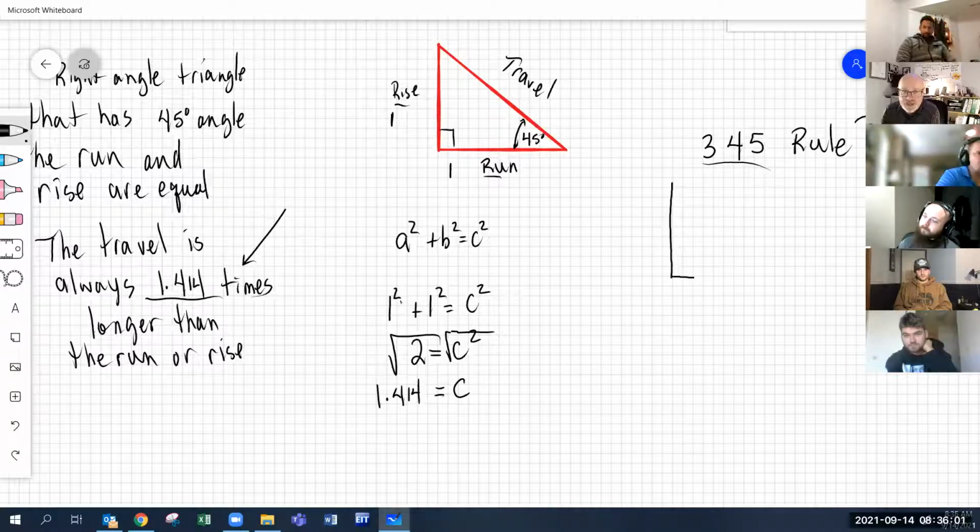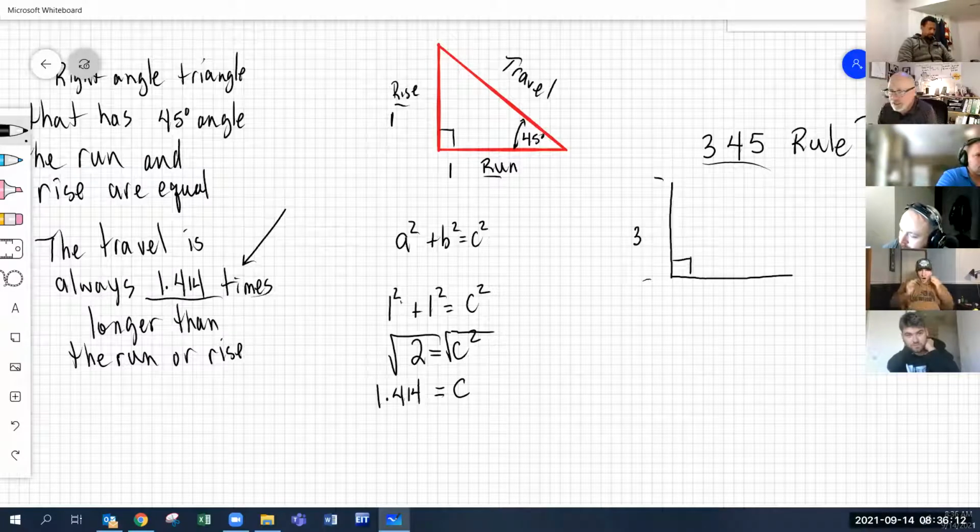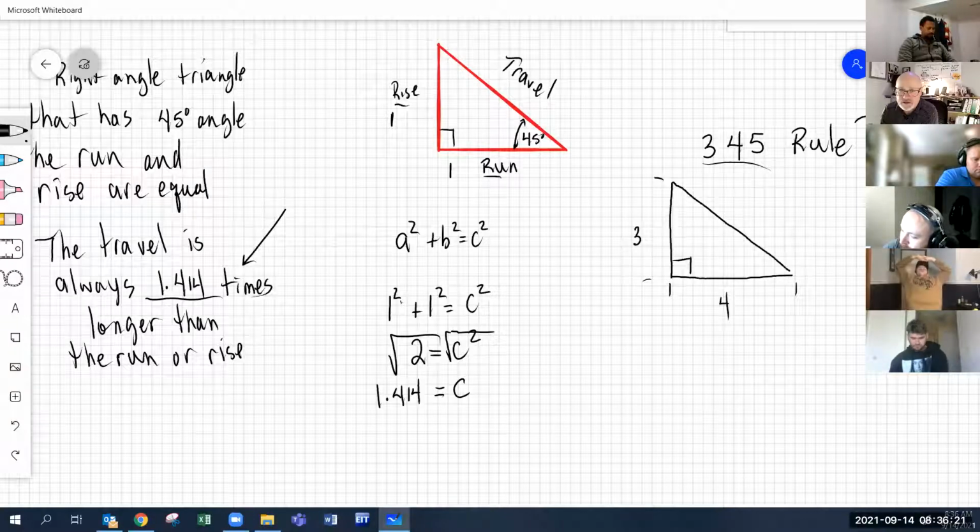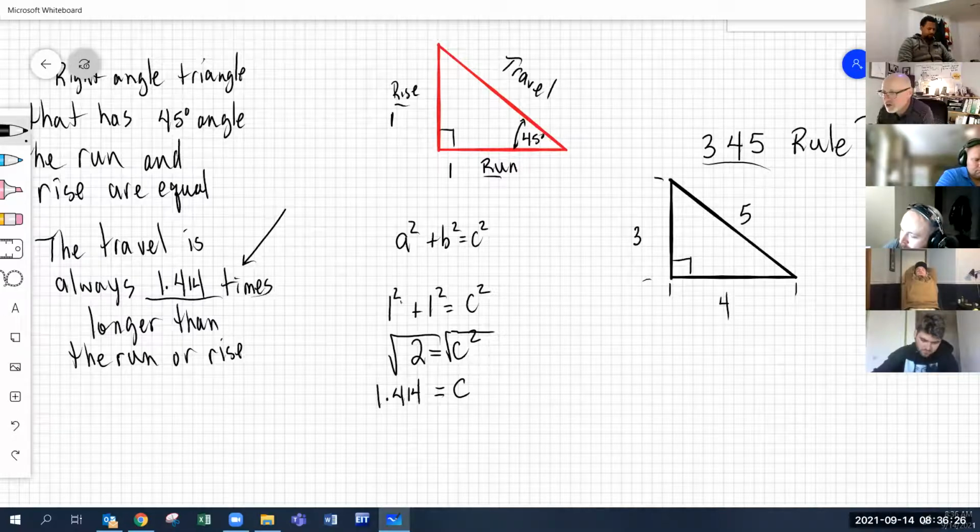If you have a right angle and you want to know if that's a perfect right angle, what you do is you measure out 3 feet, 3 meters, whatever. I don't care what it is. And then you measure out 4 feet or 4 meters. And then the distance across here is 5. And if the distance across those 2 points is 5, then you're working with a perfect right angle.